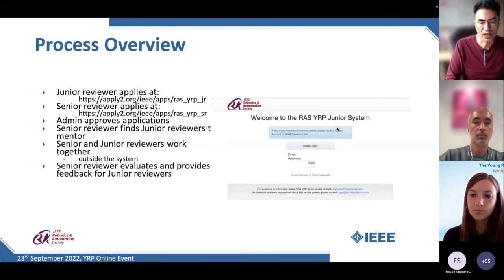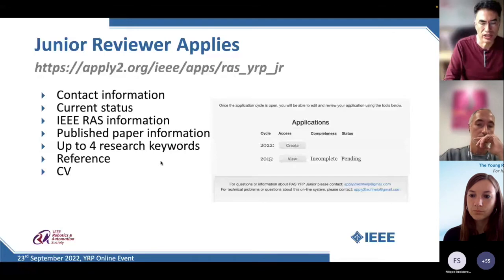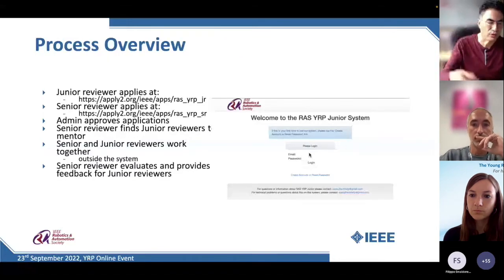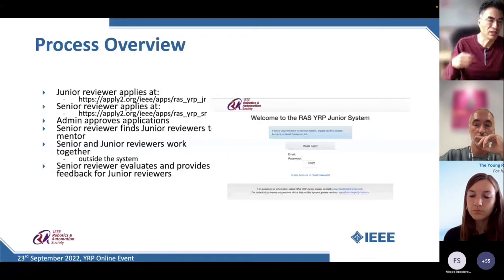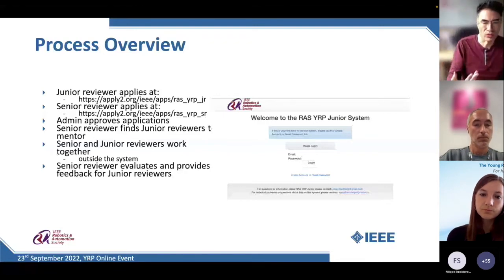This is the main screen of the system. Initially, I will just show screenshots, then I will go live to the system. So the application happens when you don't have an account. You need to click here on create account or reset password, and you will be given instructions to provide your username. Then you will be sent an email with a link where you can provide your password, and once you are there, you will be able to see this screen.